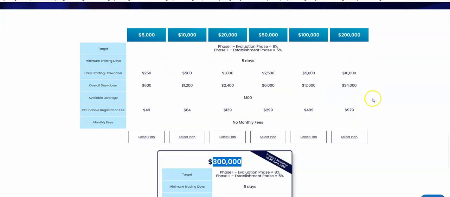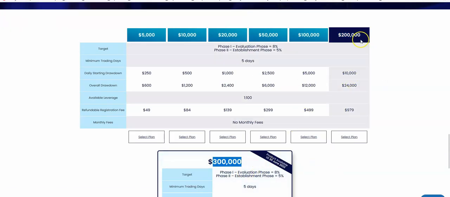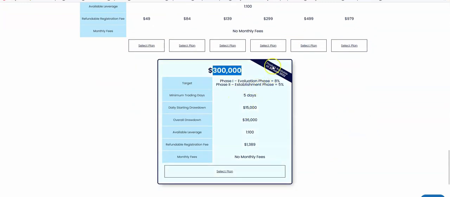Either that or the 200K account, but I'll go for either the 200 or 300K. But I like this. This is an offer. It's ending June 30th. Wow. So it's an offer.